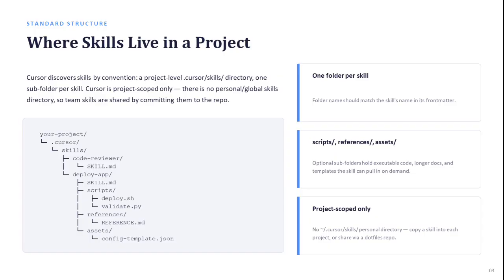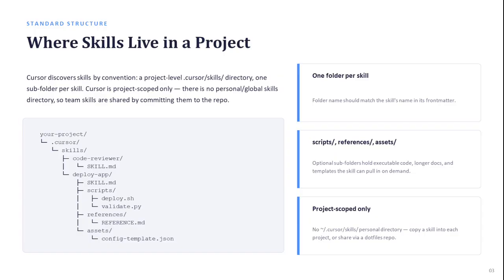Then you can see scripts like deploy.sh and validate.py, which is again coding. But what you need to remember is the .cursor, then skills, then skill.md. These three things are basically the folder structure of Cursor.